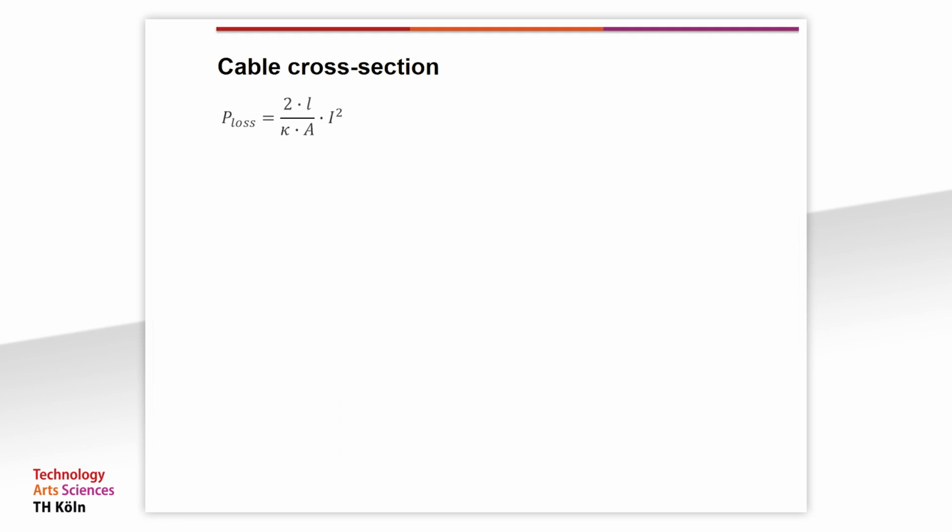Copper, with 56 ohms meters per square millimeter, has a much higher conductivity than aluminum, which has a conductivity of 34 ohms times meters per square millimeter. However, copper is also somewhat more expensive than aluminum. Silver would have an even higher conductivity, but silver is almost 100 times more expensive than copper. For these reasons, in most PV systems, copper cables are used.